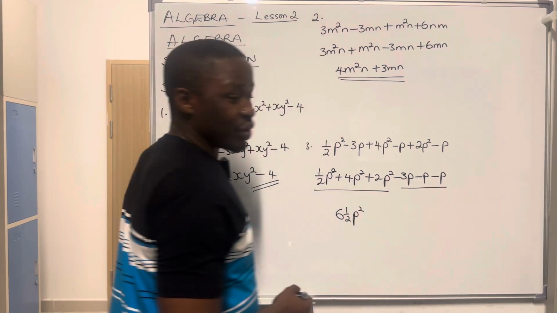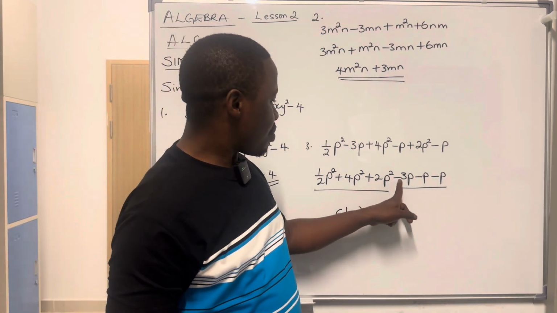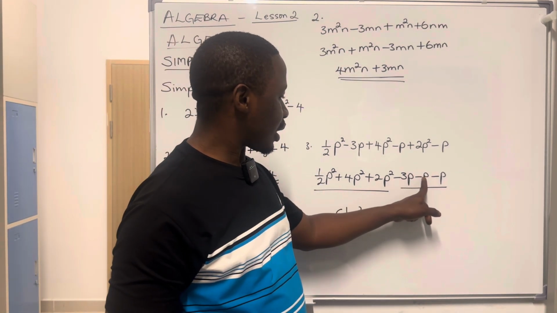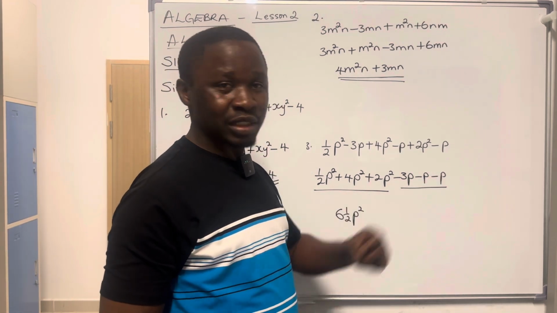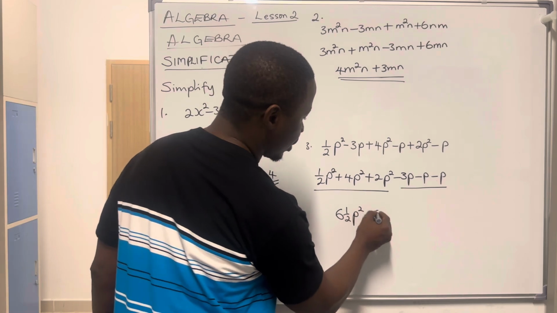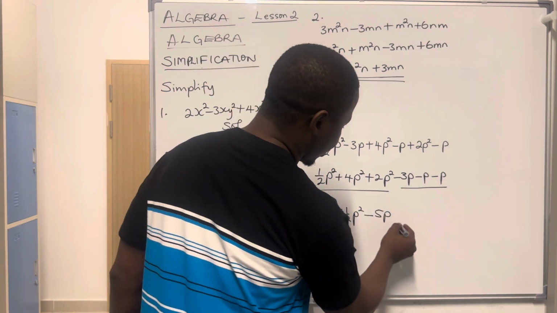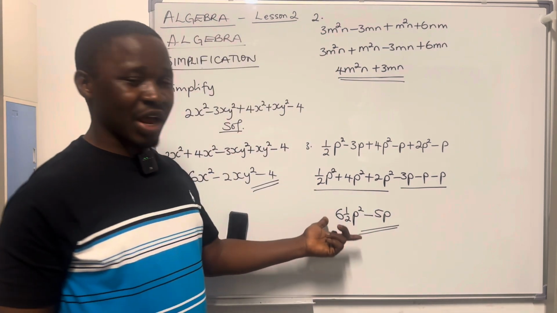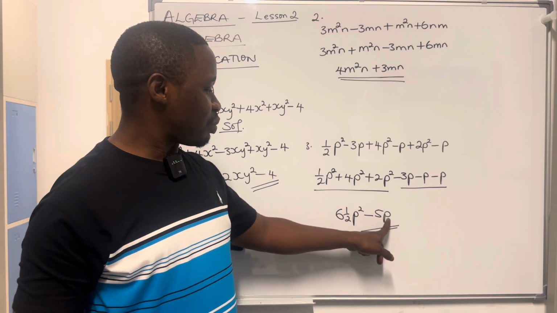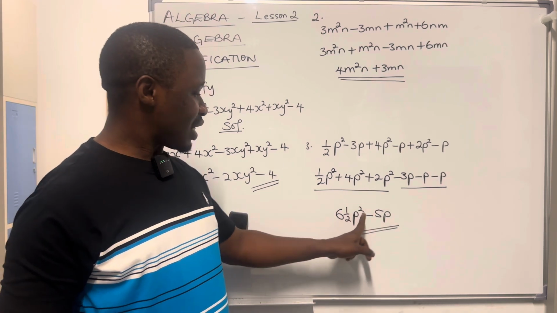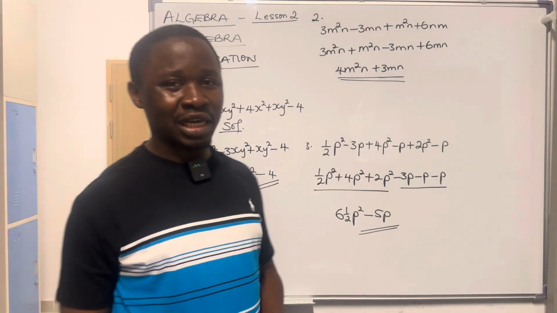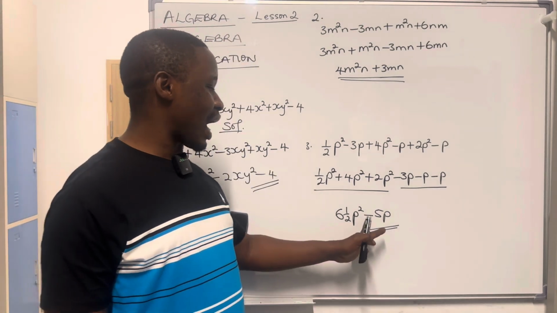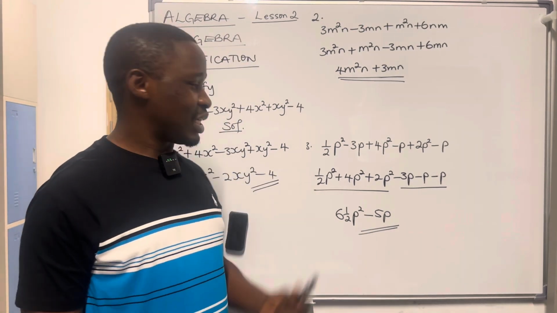These are also like terms. Minus 3 minus 1 is minus 4. Minus 4 minus 1 is minus 5. Minus 5p. So this is what we have. We cannot subtract them because this p has a power of 1, this p has a power of 2. So they are what? They are unlike terms. Unlike terms, we cannot add them, we cannot subtract them. So this is what we have.